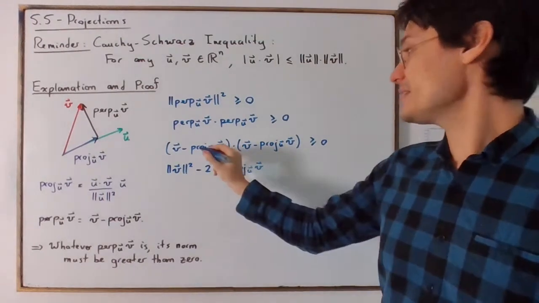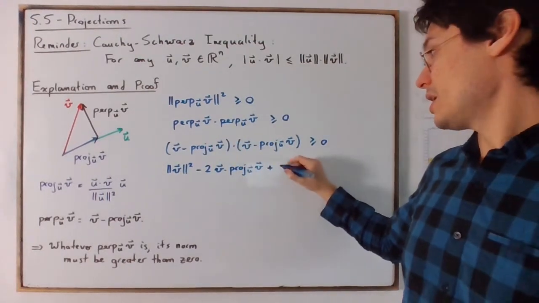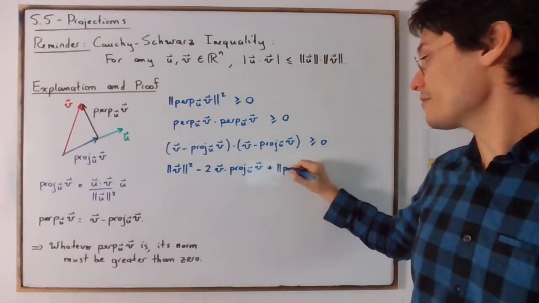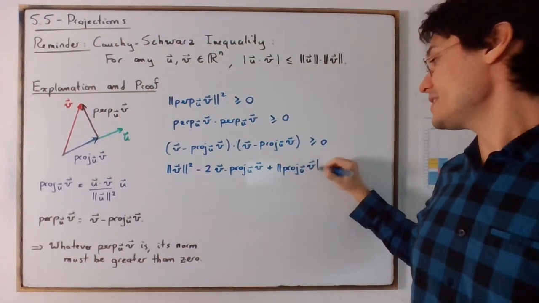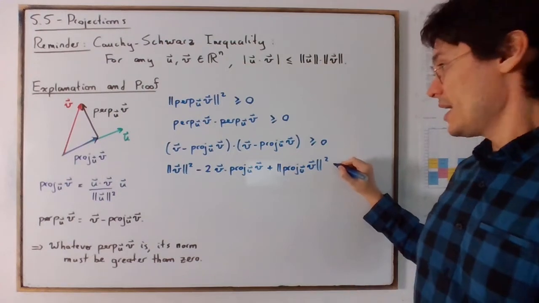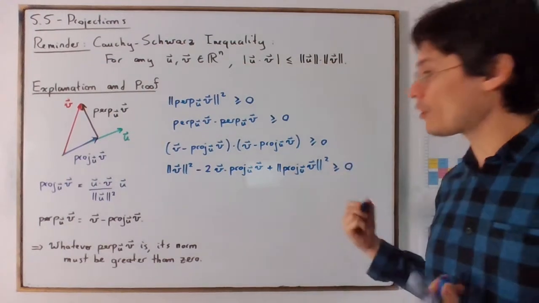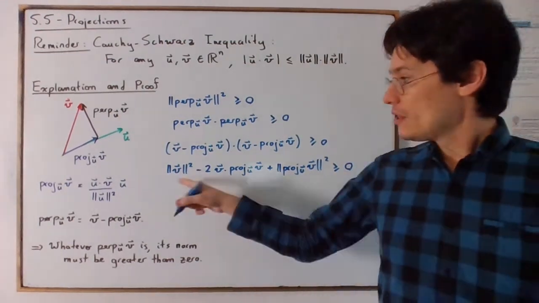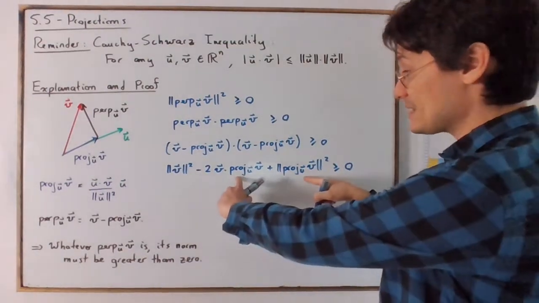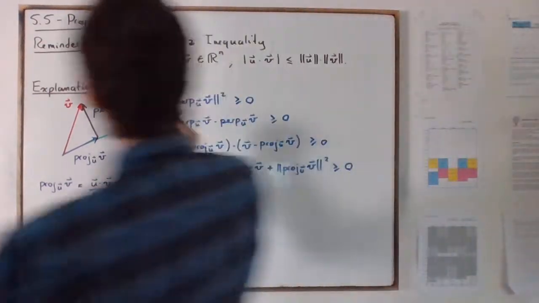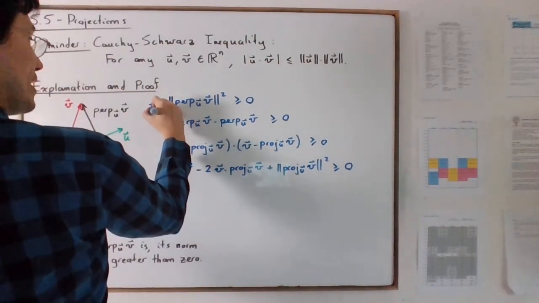And then finally, you have plus the norm of the projection of u dot v squared, okay? And you get that this is greater or equal to 0, okay? Now, the norm of v squared, there's nothing we can do about it, but we can certainly simplify both of these things. So let's call this step number 1.